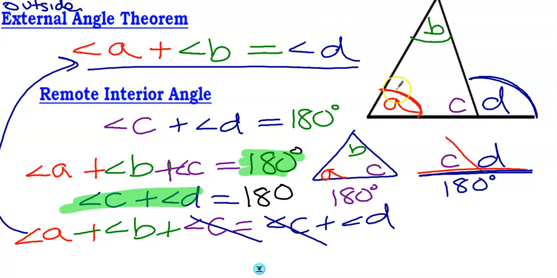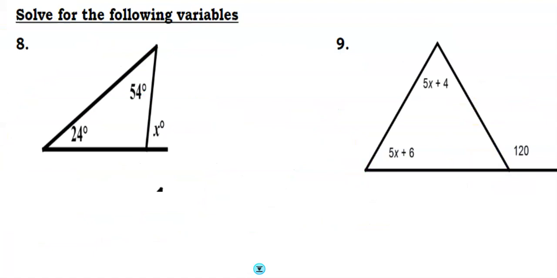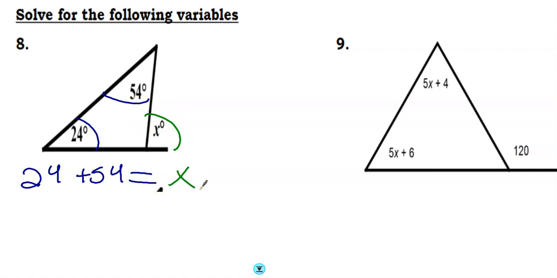The two interior angles equal the exterior angle. Okay? So that's what this thought process, how I showed you why this works. But bottom line, these two interior angles equal the outside, and it's the interior angles that don't share a line with the exterior angle. Okay, so let's check this out. So here are my interior angles. So I'm going to do 24 plus 54, and that equals angle X. Okay, X degrees.